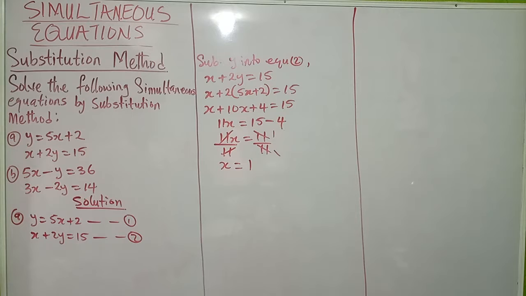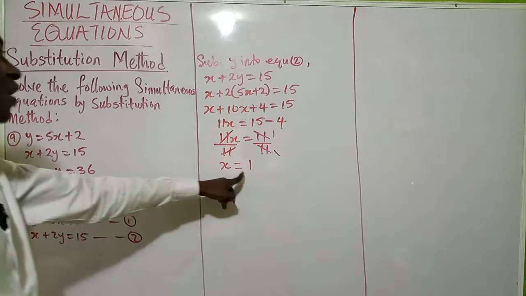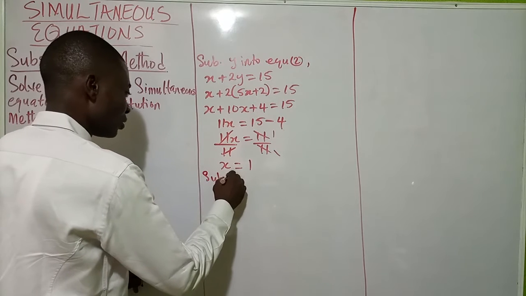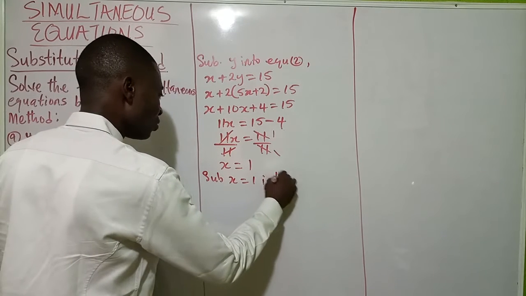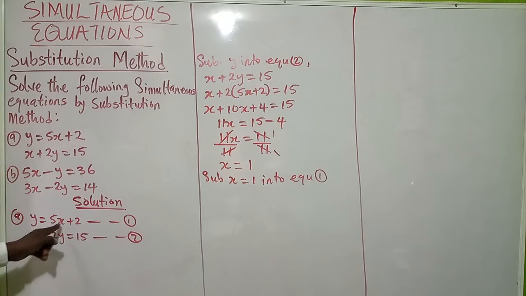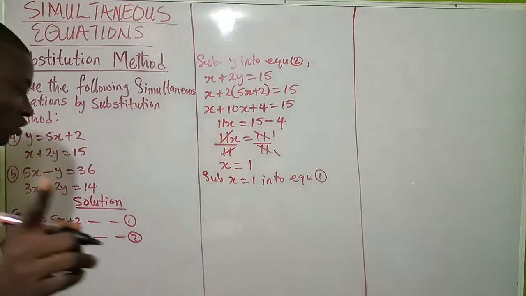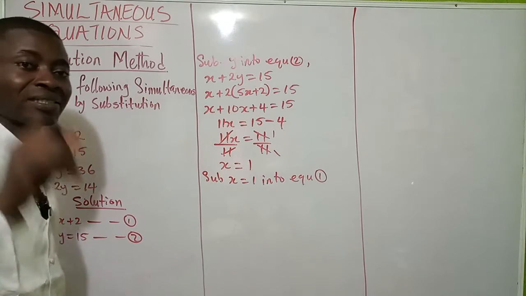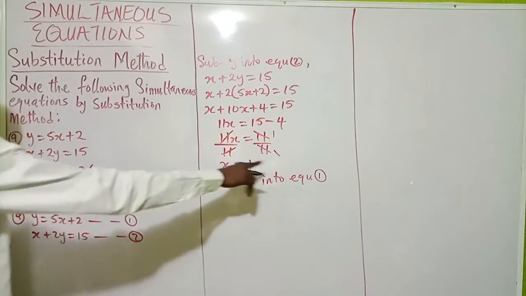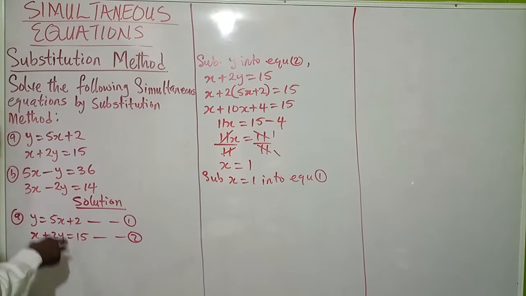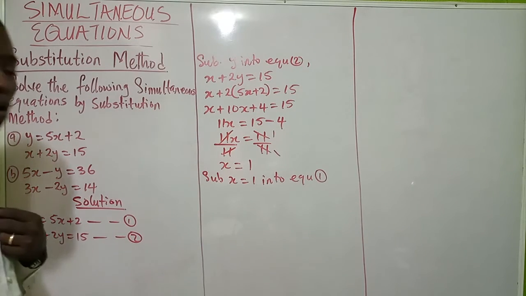Since I've gotten x equals 1, what will I do now? I can substitute the value of x into any of the equations. So I can substitute x equals 1 into equation 1, and I will get the value of y. Note, whether you are using equation 1 or equation 2, you will still get the same answer. As long as I substitute the value of x equals 1 into any of these equations, you will still get the same value for y.